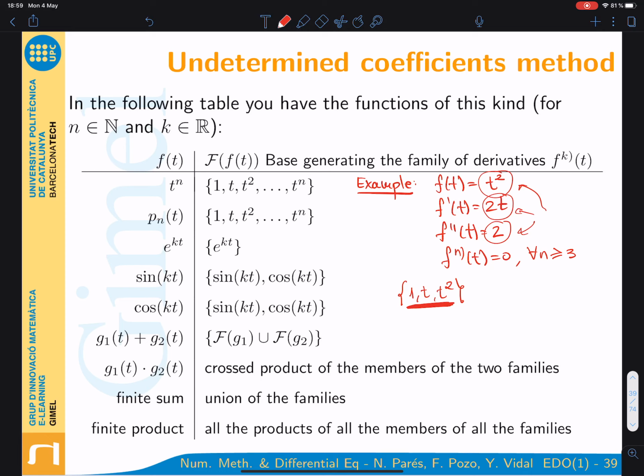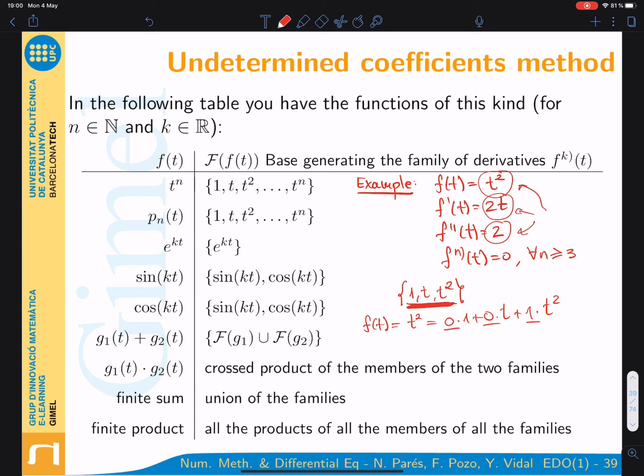For example, if I want to write f of t, which is t squared, I will do the following linear combination: 0 times 1 plus 0 times t plus 1 times t squared. So I will use these coefficients to make a linear combination of these functions, and I can reproduce the function t squared.